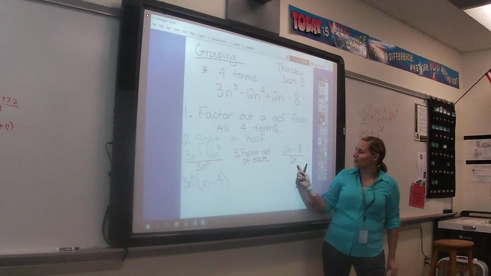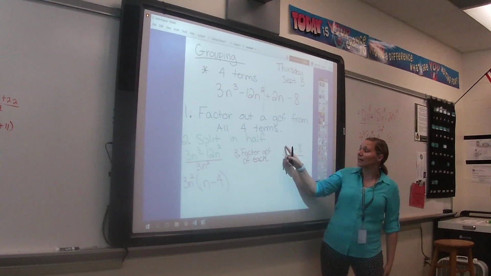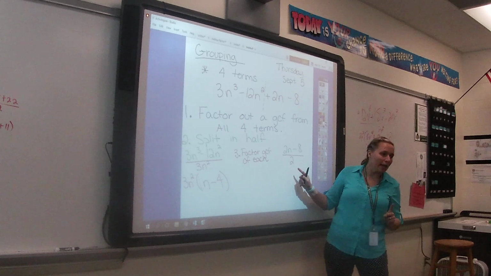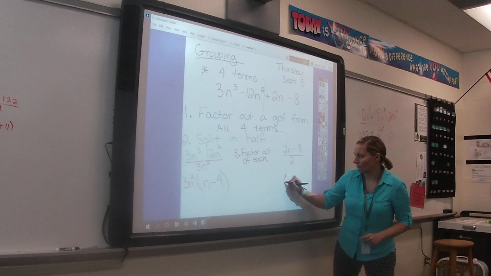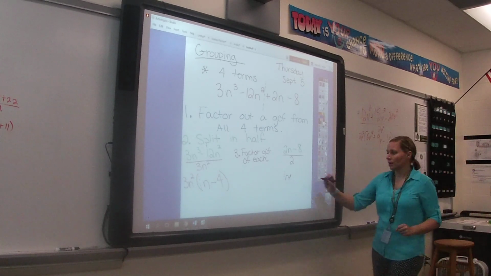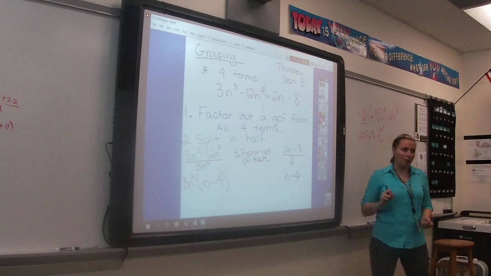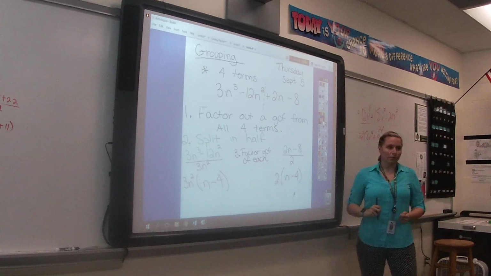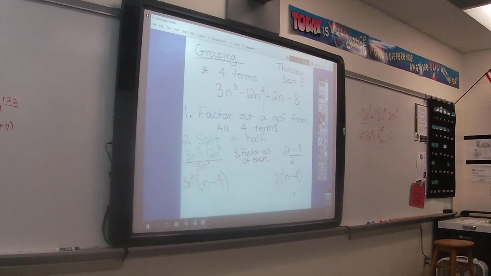So we're going to just divide. 2 divided by 2 is? 1. Do I need to write that 1 down? No. With my n left over, 8 divided by 2 is 4, right, minus 4. Can I go any further? No. So are we okay there? Do you get that written down right now? Write it down.